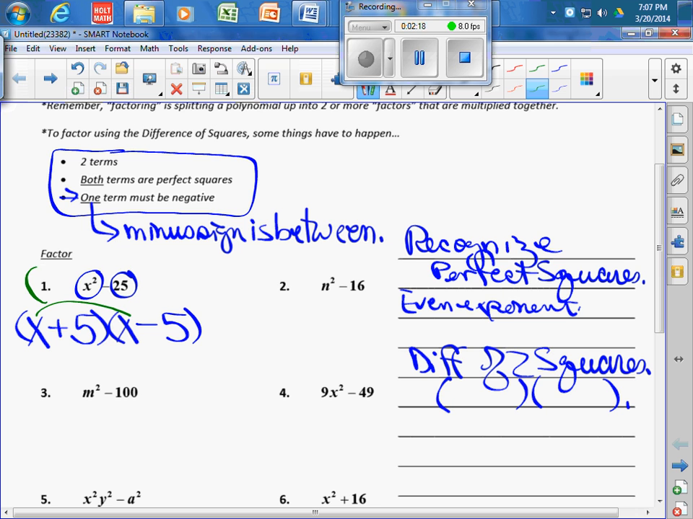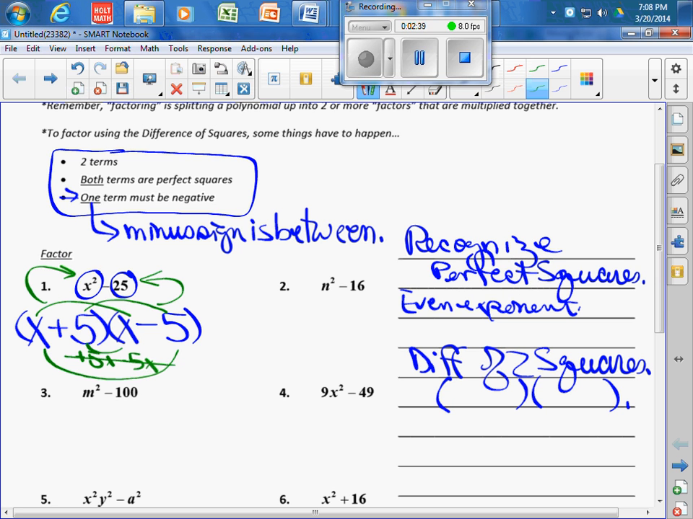And here's the reason why it works out this way. x times x, x squared. Positive 5 times negative 5, negative 25. But look what happens to the middle terms. I get positive 5x here. I'm going to get negative 5x here, and those middle terms end up canceling out. And that's all there is to it.